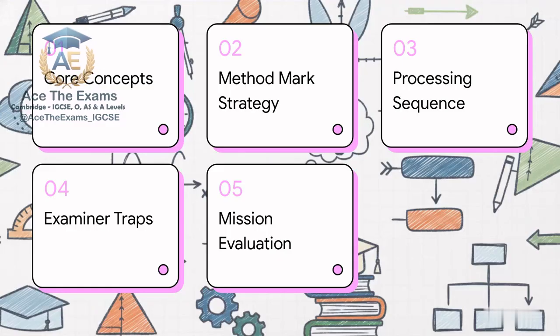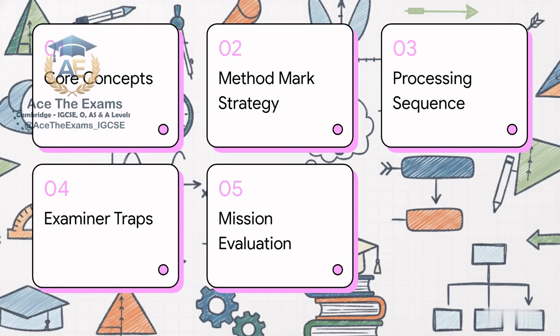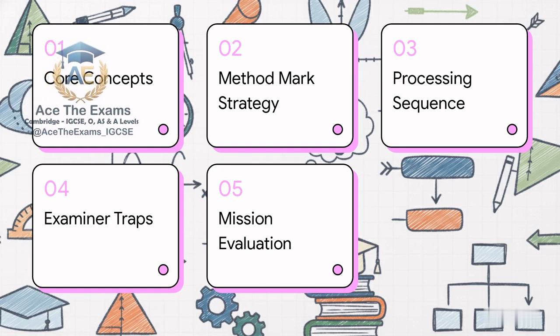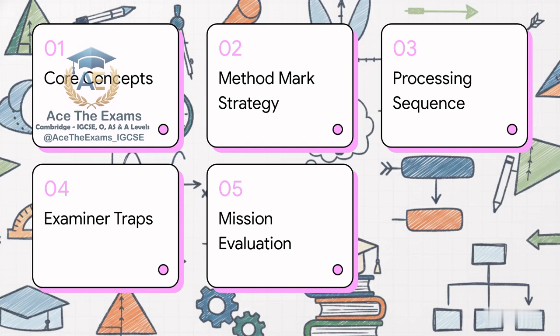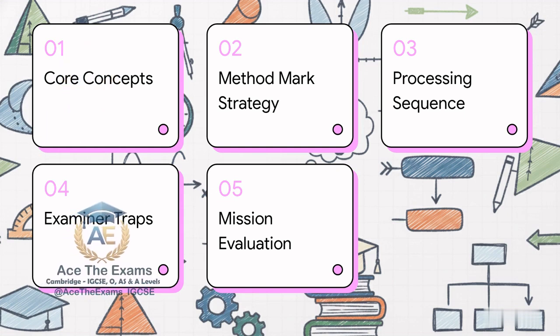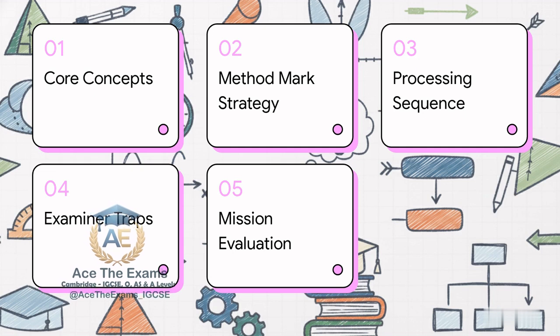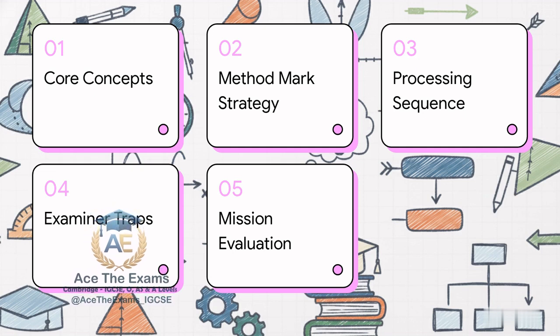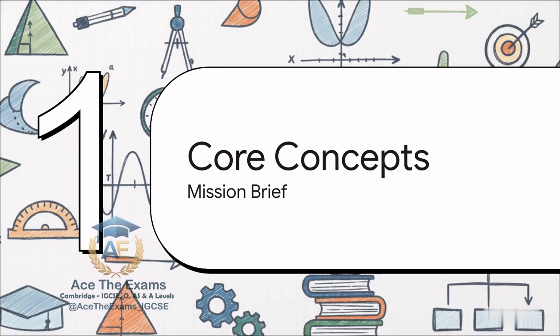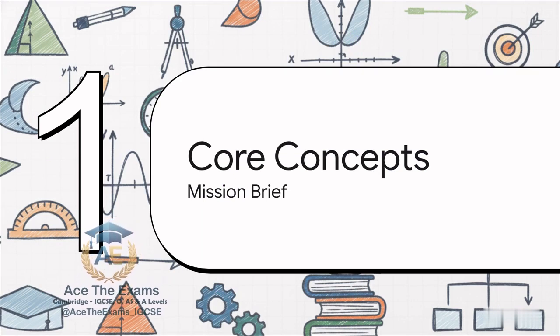Okay, let's do a quick rundown of our mission flight checklist. First up, a mission brief on core concepts. Second, we'll crack into the method mark strategy. Third, we establish our standardized processing sequence. Fourth, we are navigating examiner traps. And finally, our mission evaluation. So, let's initiate Phase 1, Mission Brief, Core Concepts.